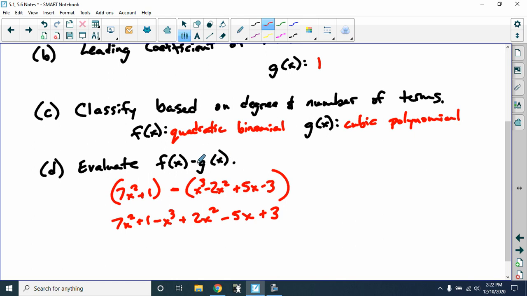It doesn't say it here, but we need to write our answer in standard form. So we're going to combine like terms and write in standard form. So I've got this negative x cubed. That's my only x cubed. I've got 7x squared plus 2 more, makes a total of 9x squared. I've got this minus 5x right here. And I've got plus 1 plus 3, which is plus 4.